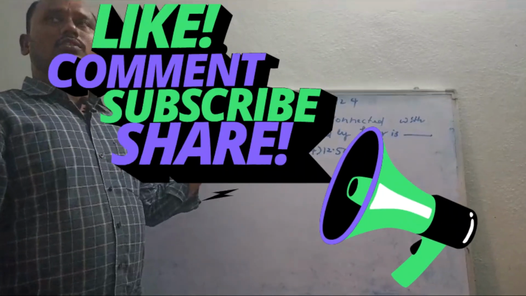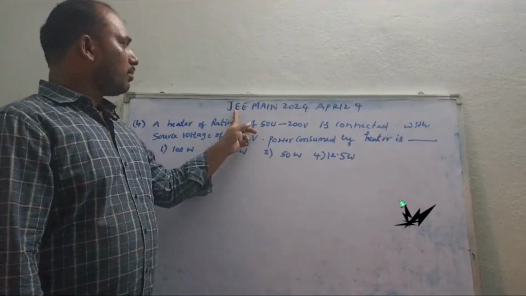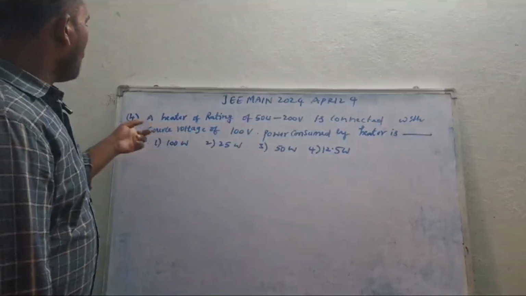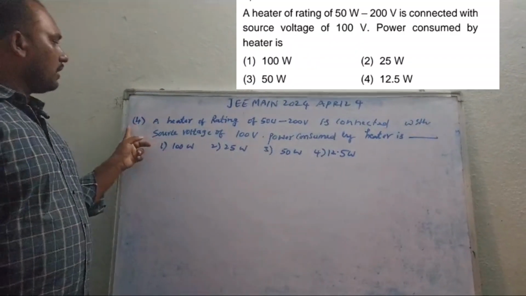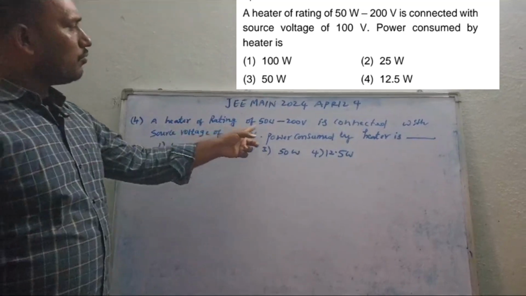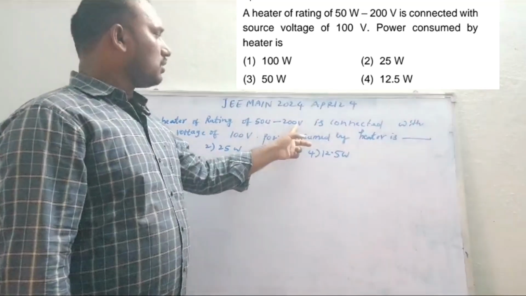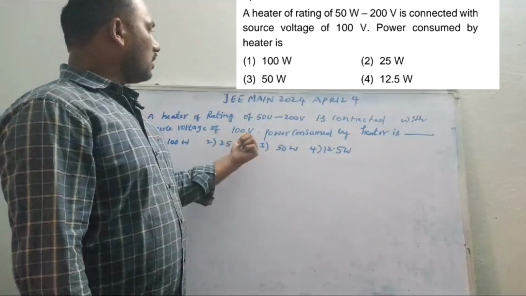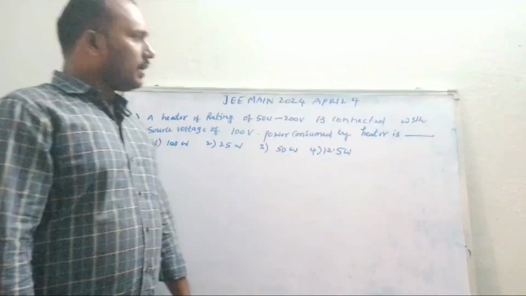So good afternoon students. Today, once again, we will go through the JEE Main 2024 April 4 Slot-2 question paper. On that, the fourth question we are discussing right now: a heater rated 50 watt at 200 volts is connected to a source voltage of 100 volts. The power consumed by the heater is?